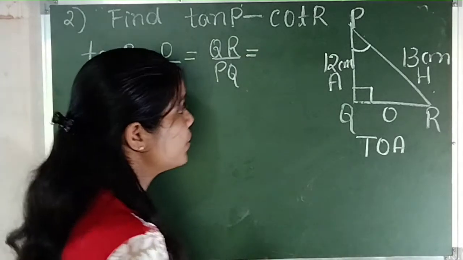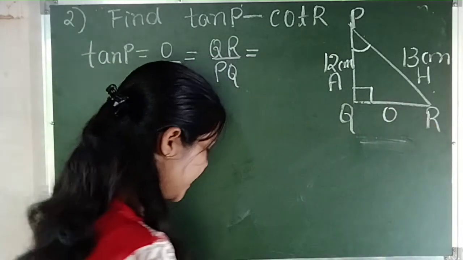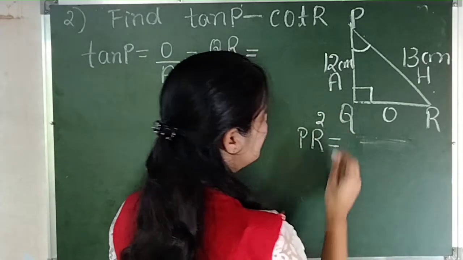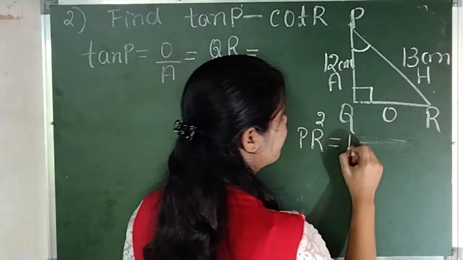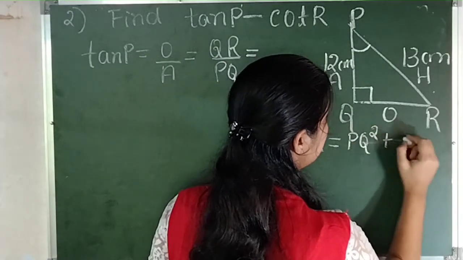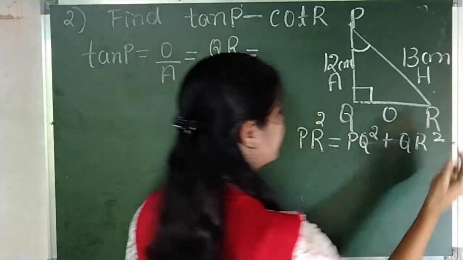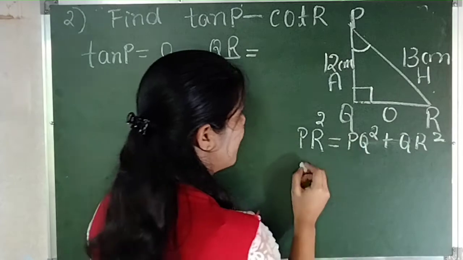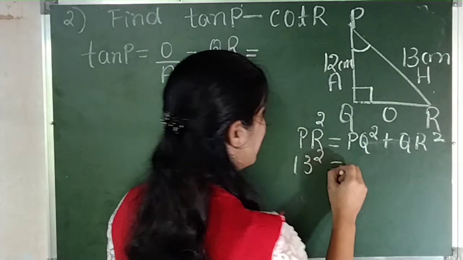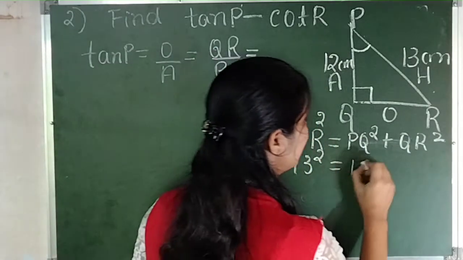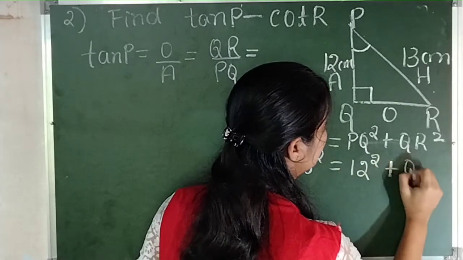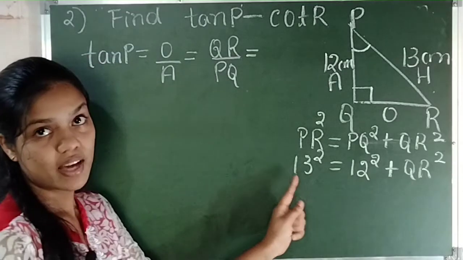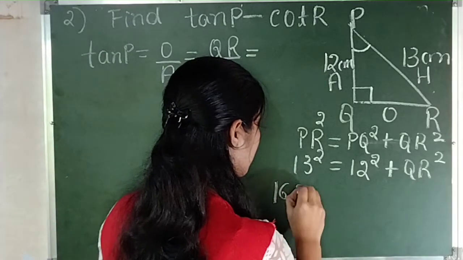Now, we don't know the length of QR, so we can find it by using the Pythagoras theorem. So, PR square is equal to PQ square plus QR square. PR square is 13 square, and PQ square is 12 square plus QR square. 13 square is 169.